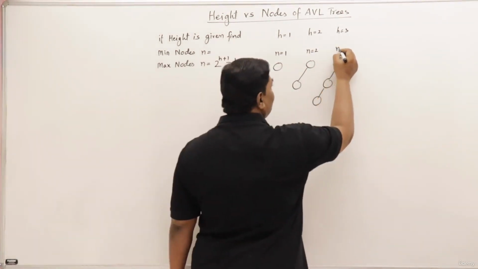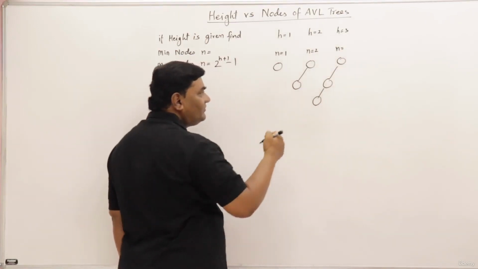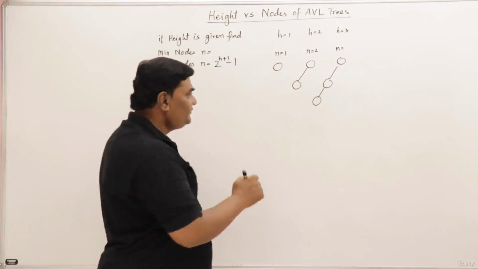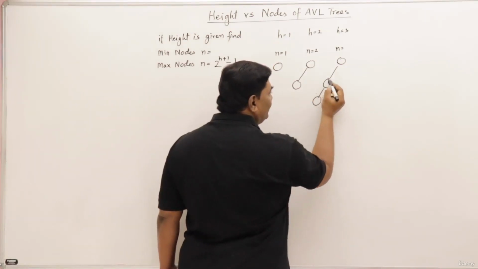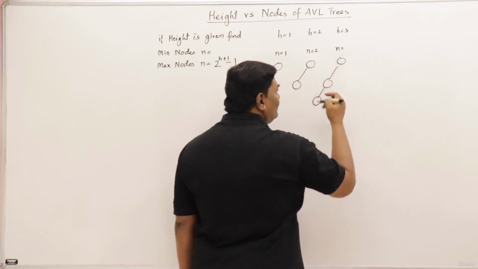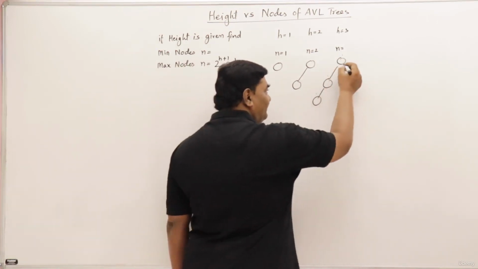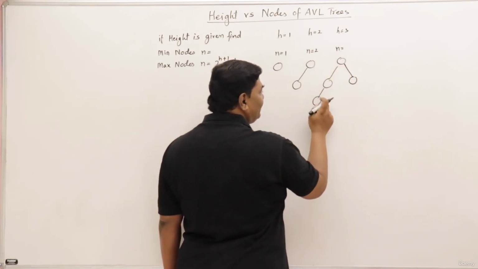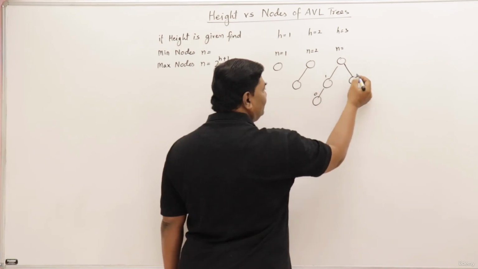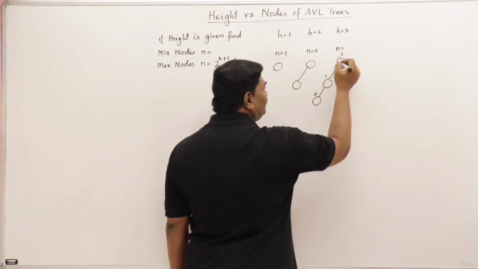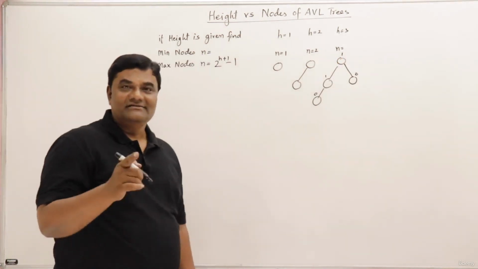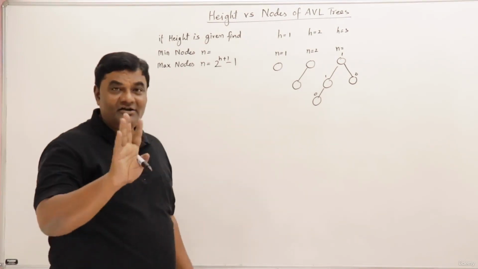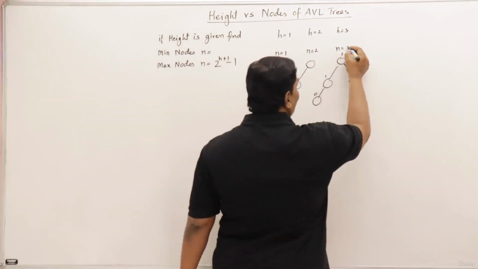Minimum 3 nodes. No, wrong. Is it an AVL tree? AVL tree means height balanced. If you check the balance factors, this is 0, this is 1 and this is 2. This is not balanced. So I need one more node on this side to make it balanced. Now the balance factors are 0, 0, 1, 0 and this is 1. Yes, this is balanced. Minimum nodes means it must be balanced. So minimum 4 nodes required.